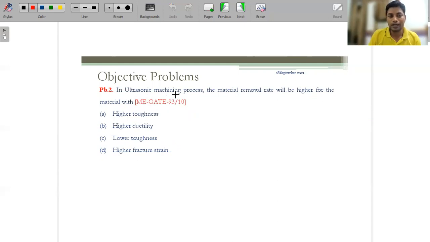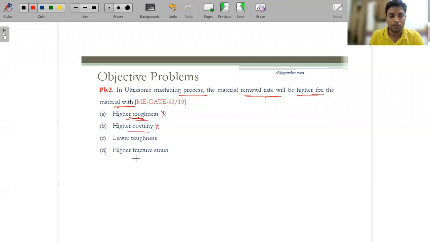The next question: in an ultrasonic machining process, the material removal rate will be higher for the material with what property? First is high toughness. If it has high toughness, then obviously it is a ductile material, for example rubber. As I already mentioned, this process is not at all applicable to ductile materials, so this option is eliminated. High ductility: materials which have high toughness have high ductility, so this is also eliminated.